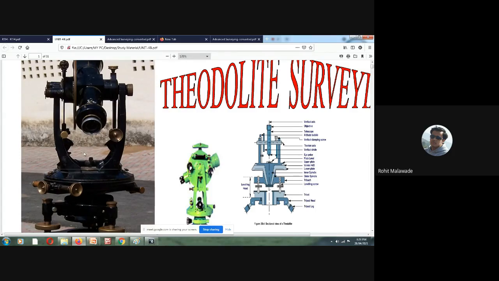Are you getting what is horizontal and what is vertical axis? Murugesh? Yes, Murugesh. Are you getting what is horizontal axis, what is vertical axis? Others, are you getting? Yes, sir.